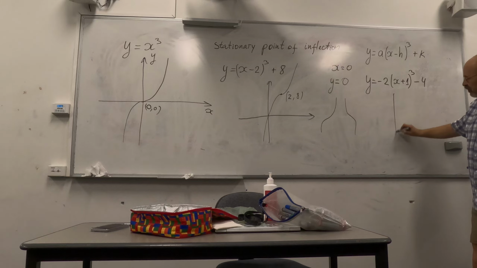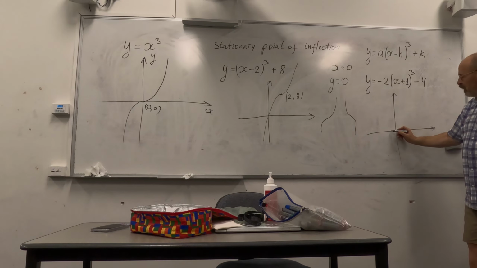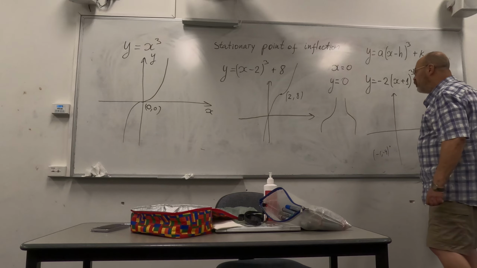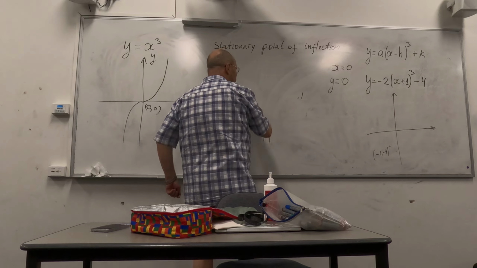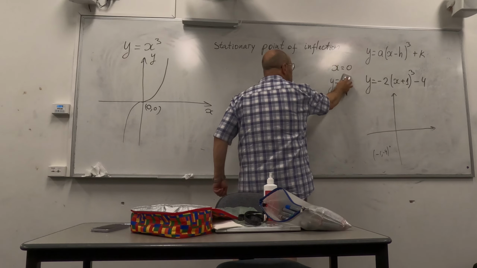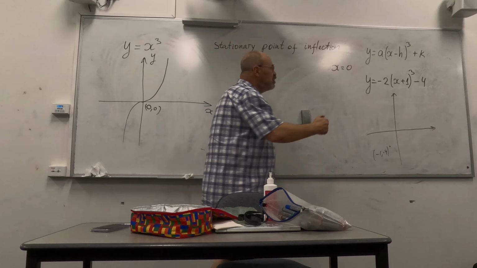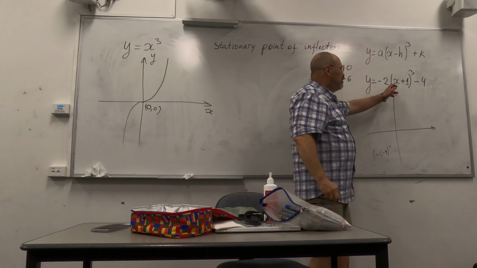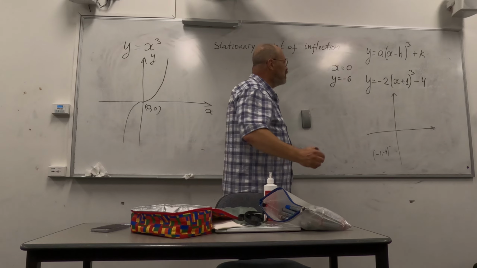So the point of inflection will be (-1, -4), and we need to find the x and y intercepts. x equals 0. We'll have y equals -2(0 plus 1) cubed minus 4. 1 cubed is 1, so 1 times -2, minus 4, is -6.